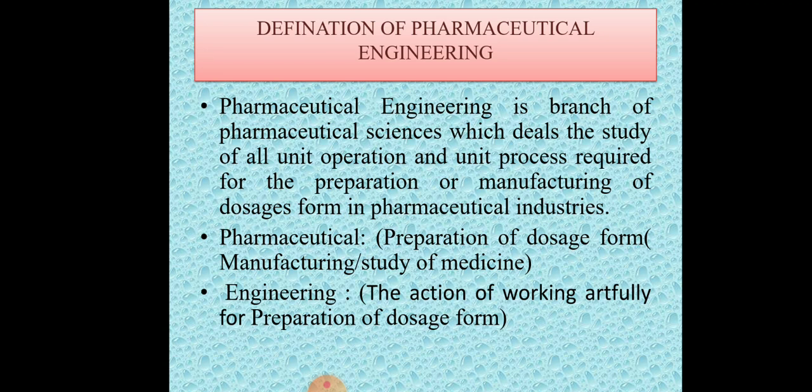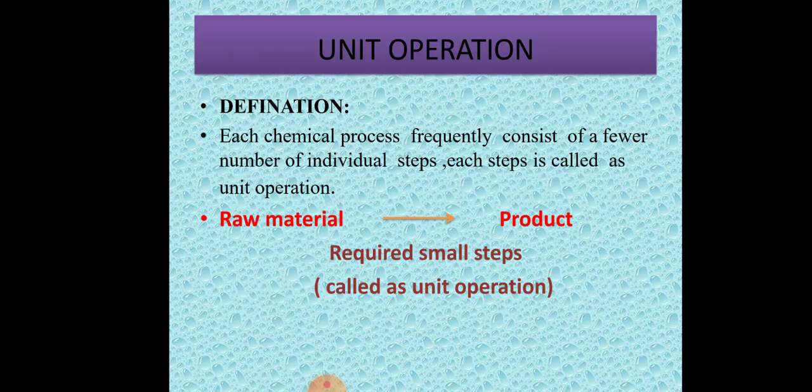Okay, in pharmaceutical we all know we prepare medicine, that is, preparation, manufacturing or study of medicine. And engineering is nothing but the action of working artfully for the preparation of dosage form. Combining them, preparing dosage forms by using a variety of techniques is called pharmaceutical engineering. Unit operation is the main part of pharmaceutical engineering.